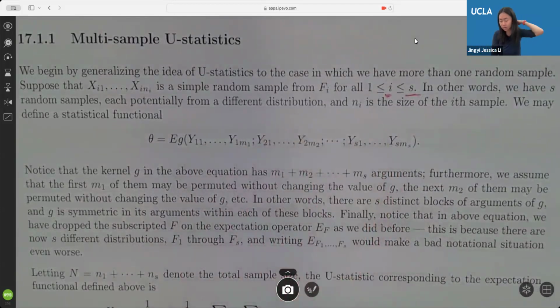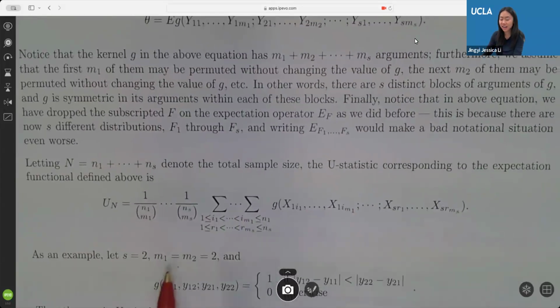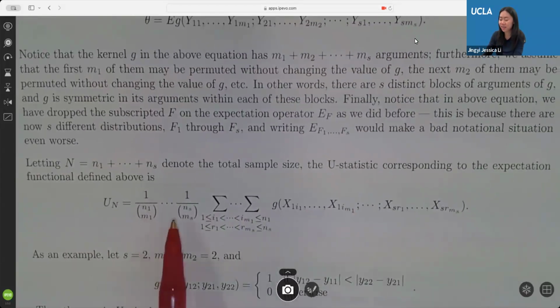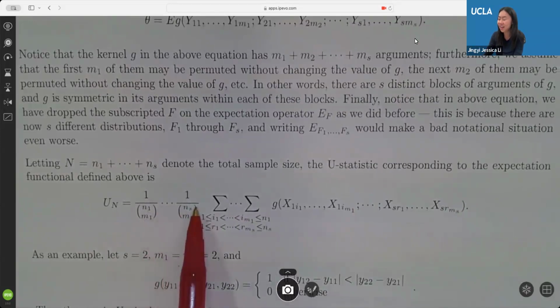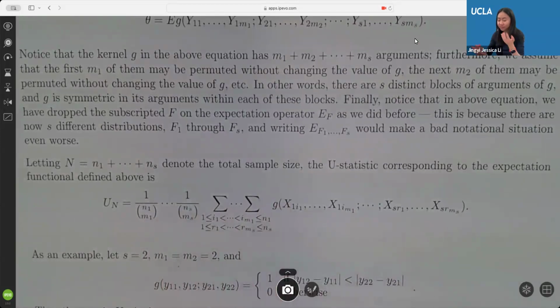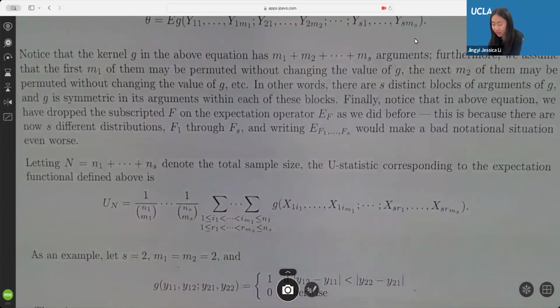Correspondingly, when you construct the U statistic by sampling without replacement, this is what you get: N1 choose M1, N2 choose M2, up to NS choose MS. And you need to have these S sets of samples. Essentially, this is the most general case.